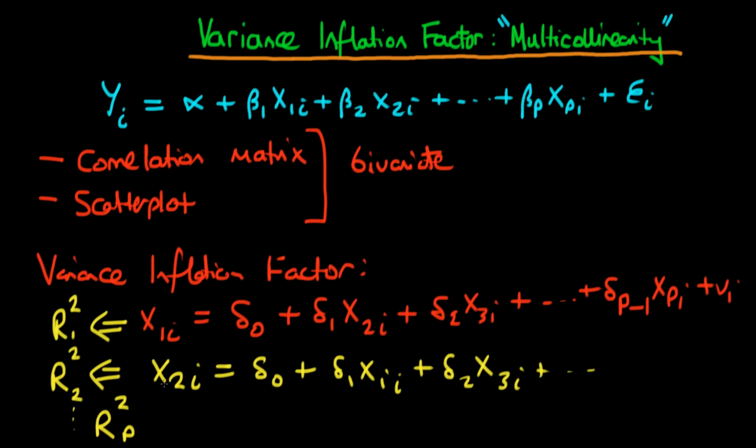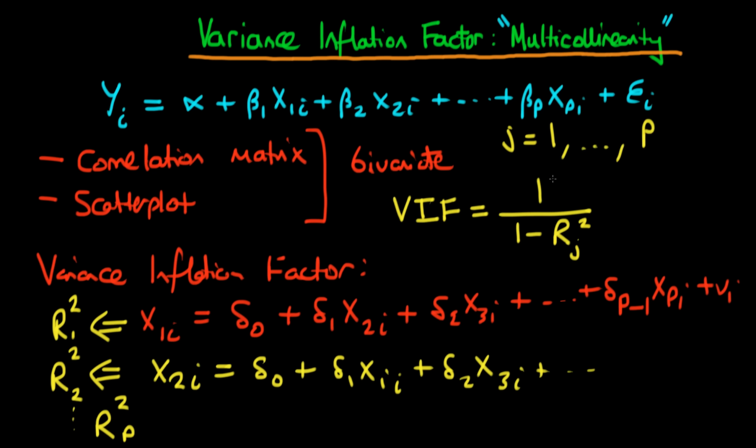So if you get a value of r squared which is close to 1, you might think twice about including that variable in your regression. We could just look at the r squared, but it's quite hard to compare r squareds, so we actually look to inflate the differences between these different values of r squared. We calculate the variance inflation factor for each of the r squareds, which is equal to 1 over 1 minus r squared j, where j runs from the r squared obtained from the first regression all the way up to the r squared obtained from the pth regression.